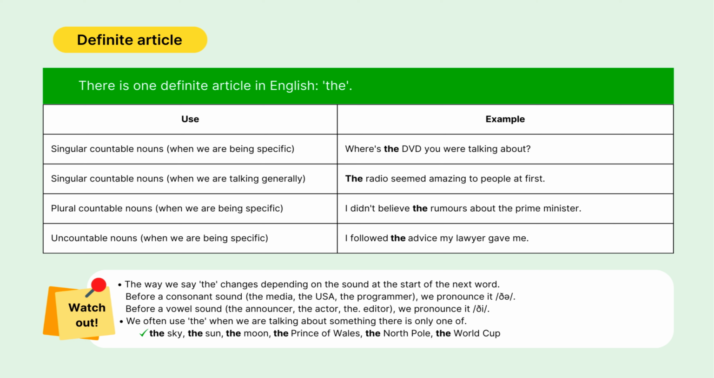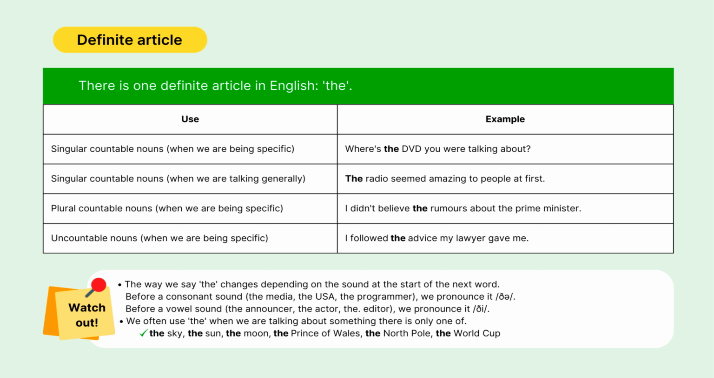Plural countable nouns, when we are being specific. Example: I didn't believe the rumors about the Prime Minister. Uncountable nouns, when we are being specific. Example: I followed the advice my lawyer gave me.